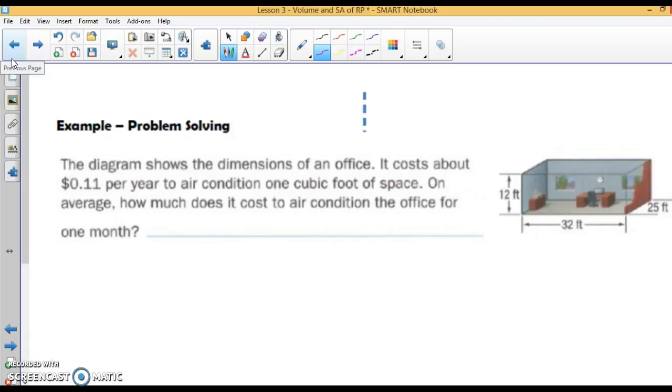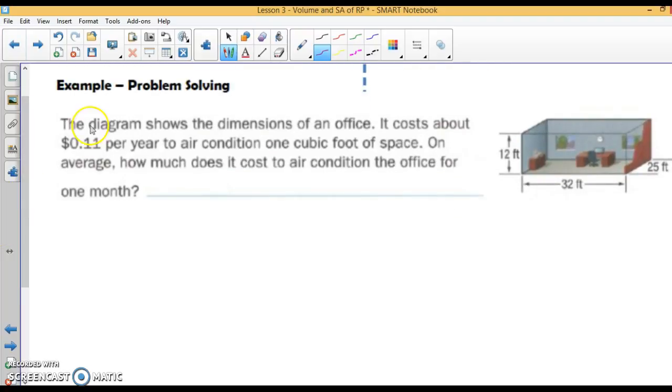Last problem. The diagram shows the dimensions of an office. It costs about 11 cents per year to air condition 1 cubic foot of space. On average, how much does it cost to air condition the office for 1 month? Well, the first thing I need to do is figure out how much air is in the office, so we need to find the volume.